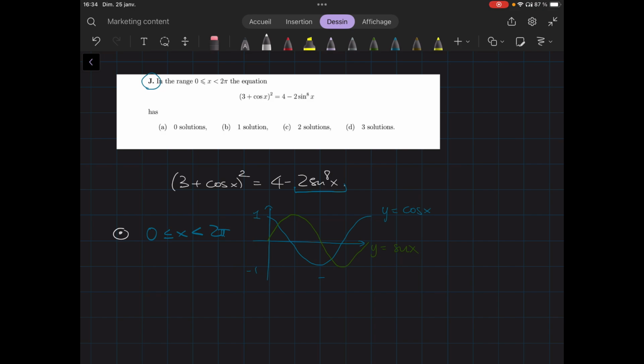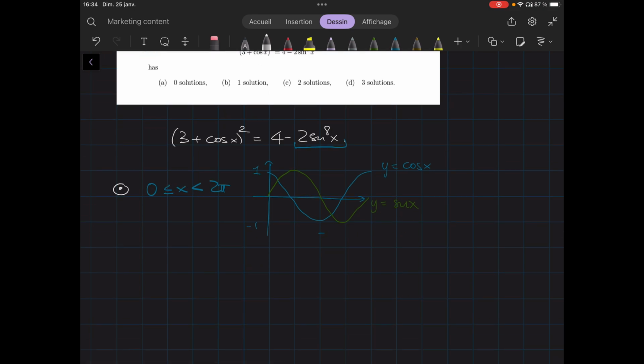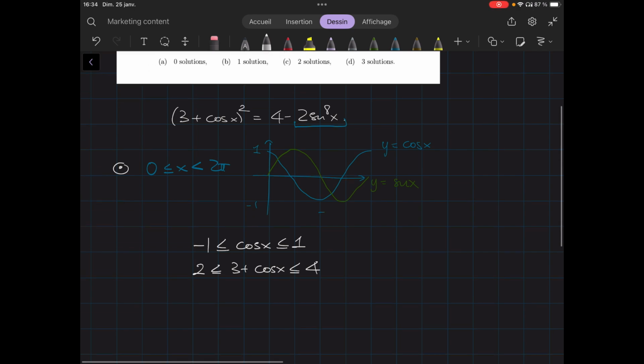Okay, why do we need to know about this? Let's look at the left-hand side. Cos x is always between -1 and 1 on the domain. Therefore, adding 3 to both sides will give you this. Then squaring both sides will give you the range of this function. The minimum happens at 4. The maximum happens at 16. So that's the left-hand side.